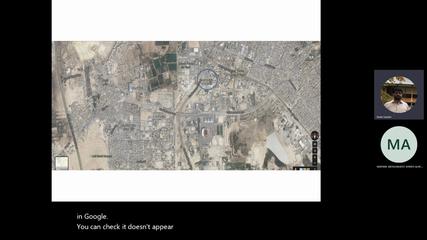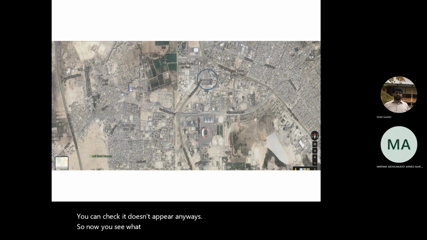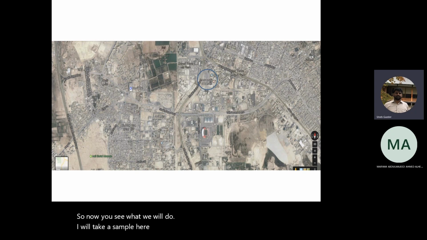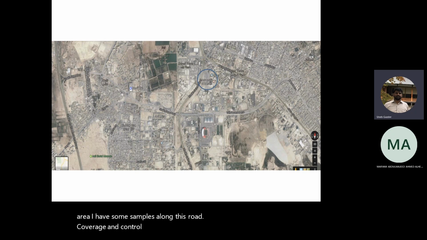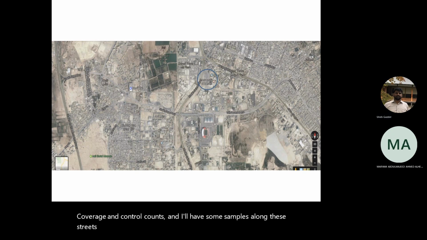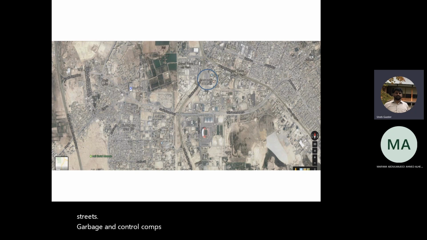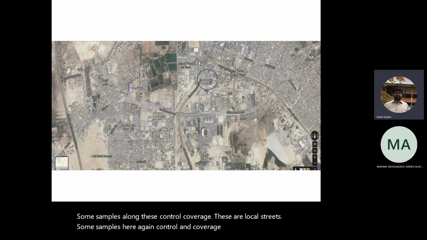Anyways, so now you see what we will do. I will take a sample here, educational area. And within the educational area, I'll have some samples along this road, coverage and control counts, and I'll have some samples along these streets, coverage and control counts. Similarly, same thing here. I will see which type of highways I have. This is an arterial. Some samples along these, control coverage. These are local streets. Some samples here. Again, control and coverage, and so on and so forth. You get my point now?